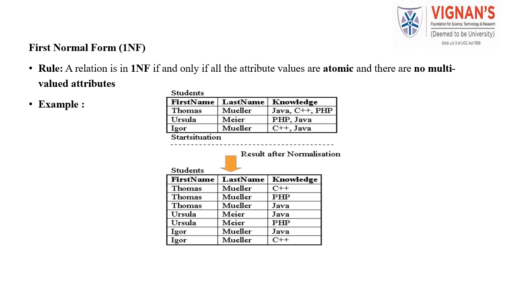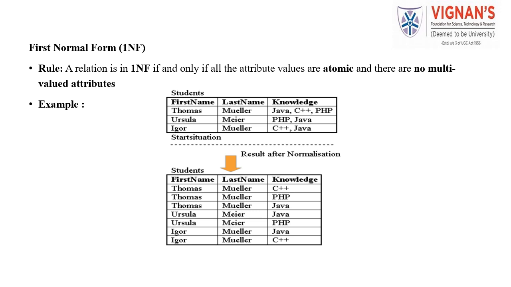In this table, the knowledge column contains multiple values. Example, Java, C++, PHP. This violates the rule of 1NF because one column is storing more than one value. This makes searching, updating, and managing data difficult. This causes problems like difficulty in searching specific knowledge, update anomalies, and poor data organization. So, this table is not in first normal form.